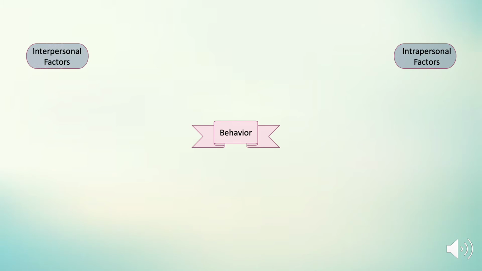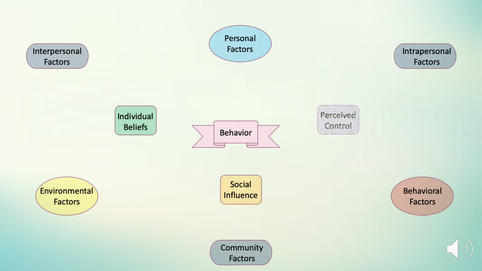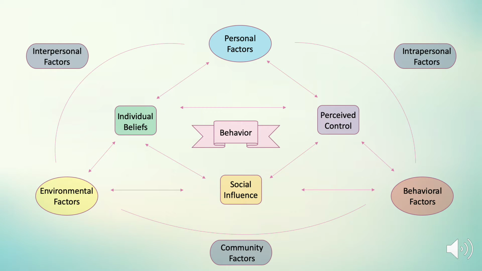The modern dynamic model of behavior change is the most accurate theory of behavior change to date, and I'll tell you why. It's all based on the idea that human behavior is influenced by many different factors. So this includes interpersonal factors, community factors, as well as personal factors, behavioral factors, and environmental factors. Additionally, there are individual beliefs, social influence, and perceived control that play into this. But these factors all play off each other as well as influence one another on our daily basis, and that is the key.